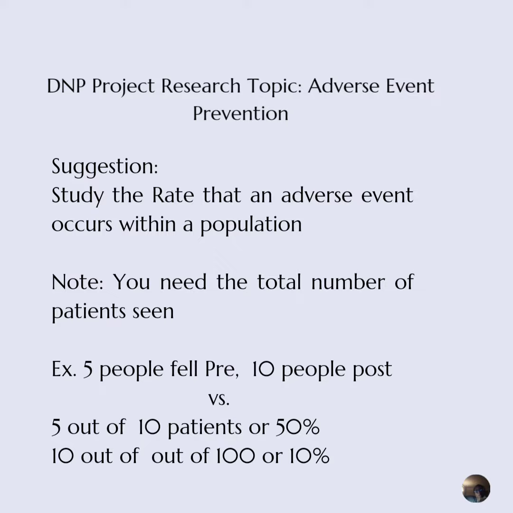So, one thing I want you to keep in mind is that the counts that you're collecting are one aspect of the story. So if you had, for example, 5 falls in the pre phase of your project, and you had 10 falls in the post, on the surface, it looks like you had more falls in the post, right?